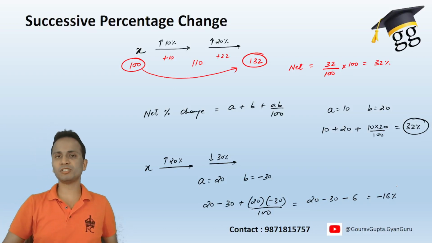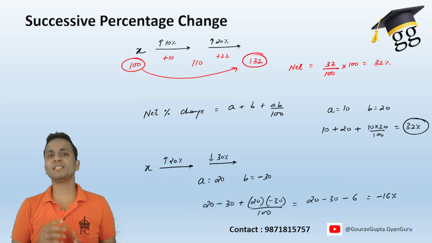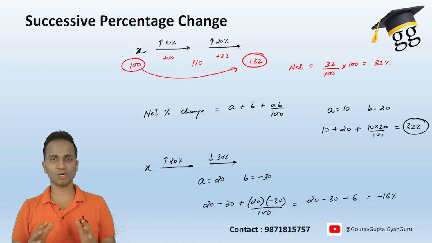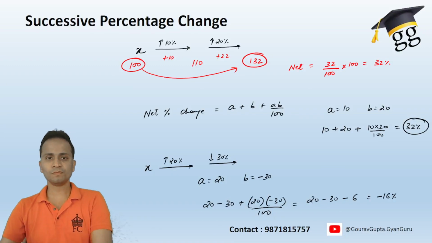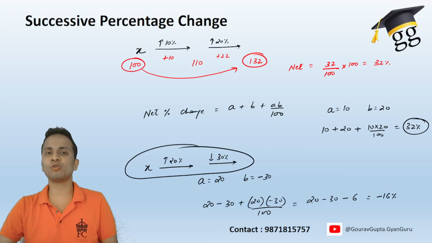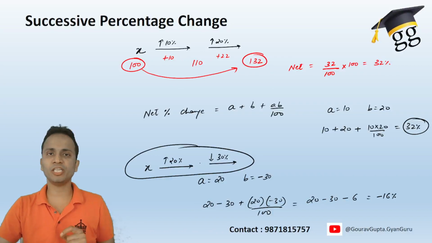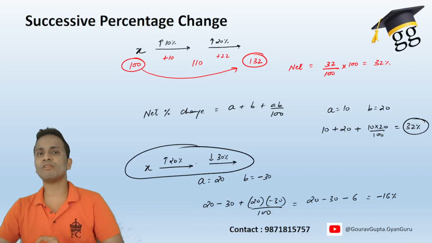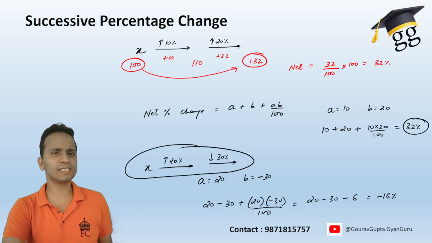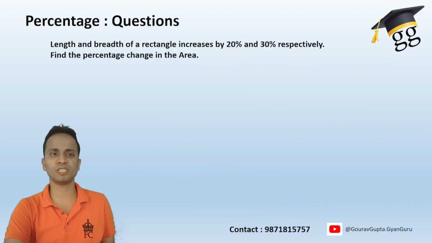अब -16% नेगेटिव साइन का रेलेवेंस क्या है? नेट जो भी चेंज है दैट इज अ डिक्रीज ऑफ 16%. Alright, fine. So if you have an increase of 20% followed by a decrease of 30%, then the net percentage change is a decrease of 16%. Alright. So this is the concept, this is the formula, this is the logic behind successive percentage change.